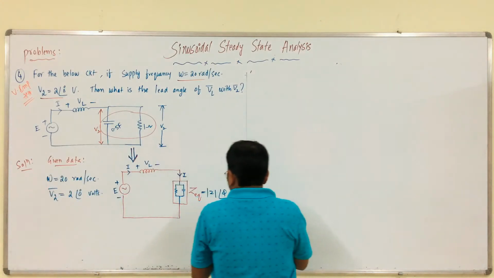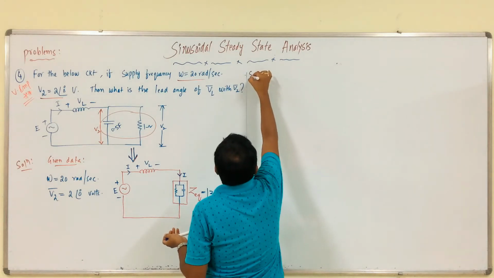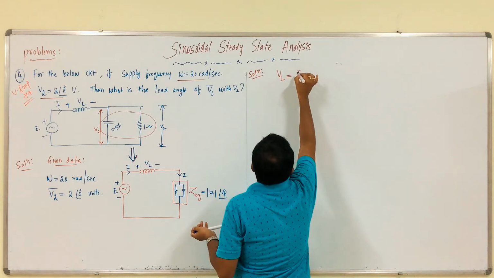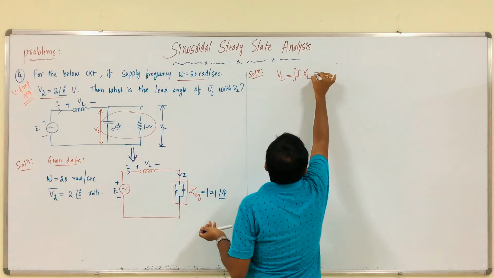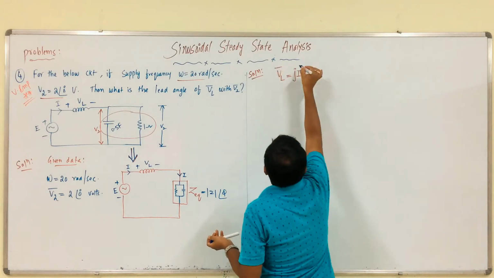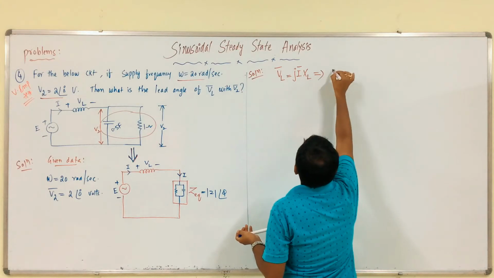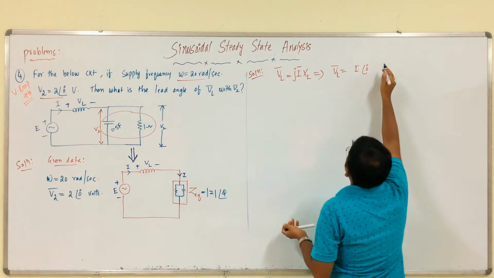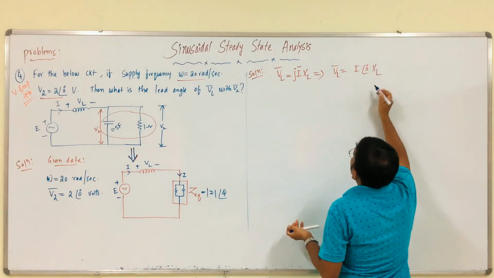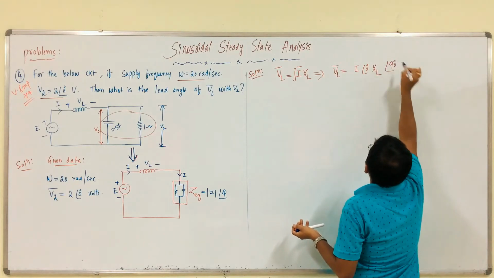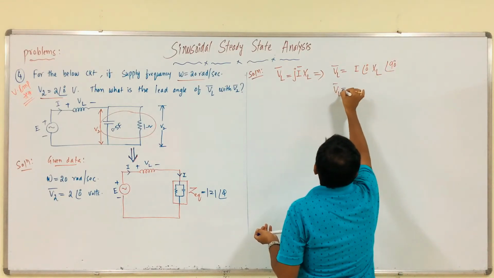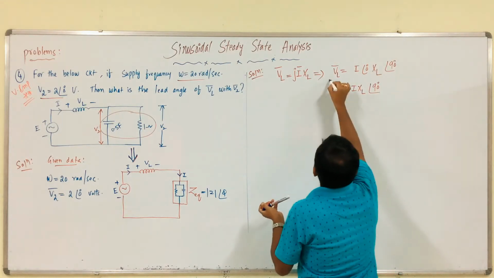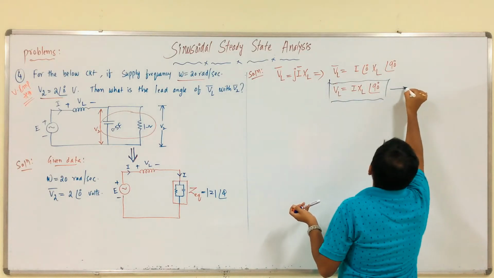Therefore, we can start. First, VL is what? I into j XL. I is taken as the reference vector, therefore VL is I at an angle 0 times XL. In order to eliminate this j, we take 90 degrees. Therefore, VL is equal to I XL at an angle 90 degrees. Clear? This is 1.